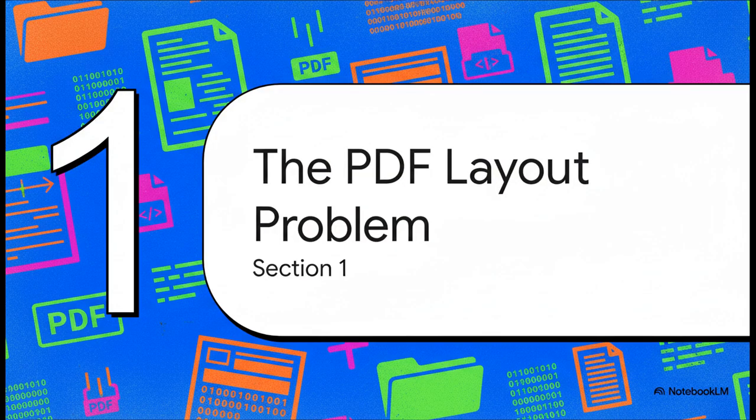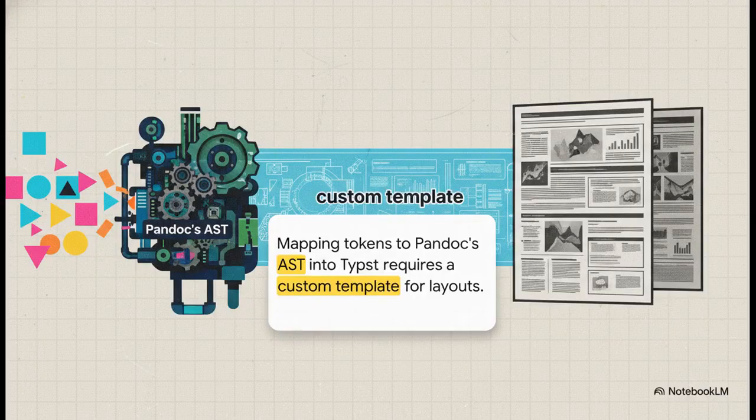Section 1, the PDF layout problem. The context here is that the author actually had a really solid early victory. They successfully managed to generate PDFs by mapping parsed tokens directly to Pandoc's abstract syntax tree, or AST for short, and running it through Typst. That is a fantastic technical foundation, but they almost immediately hit a wall.